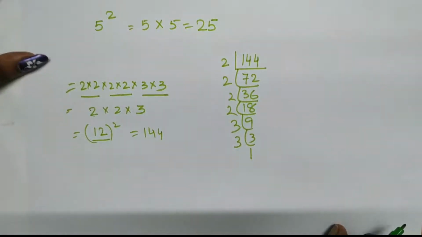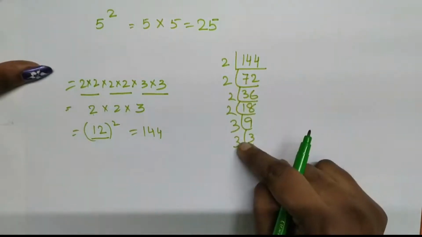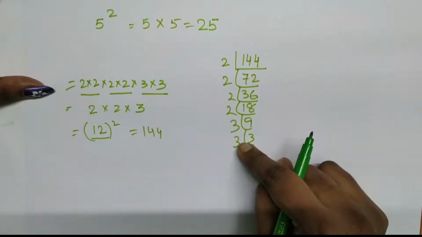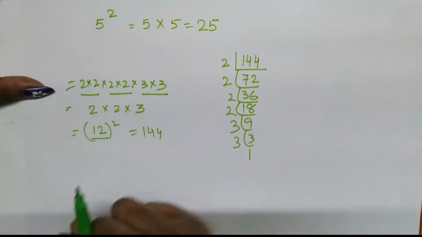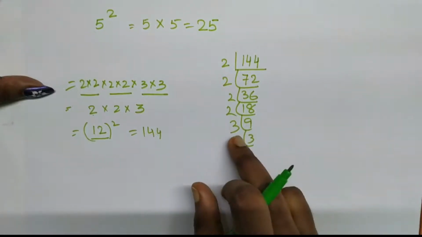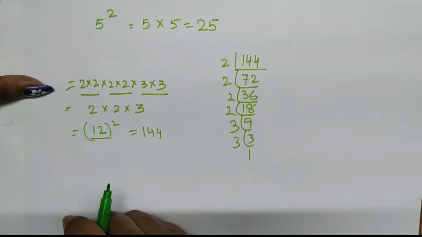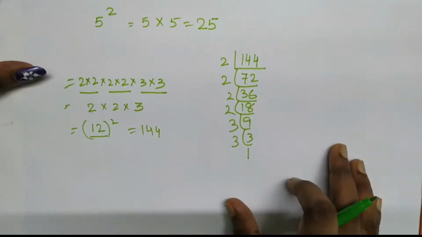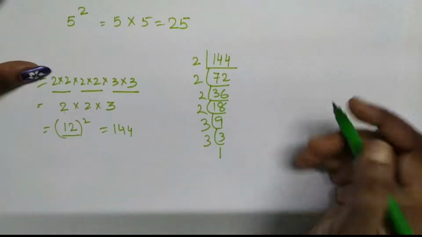So you have to check whether a number is a perfect square by doing the prime factorization and checking whether the pairs are present or not. The same numbers have to be paired up. For example, if there was one 3 less here, then we would not have been able to make a pair. I'll show you one more question so that you can understand how to check a perfect square.